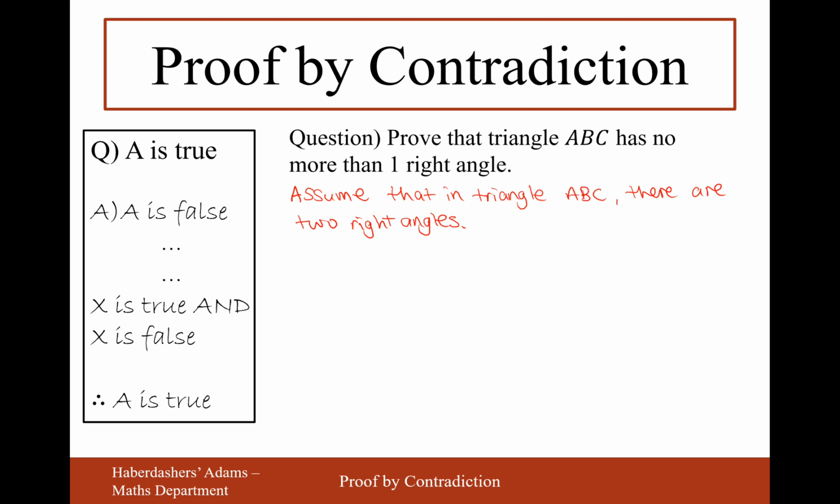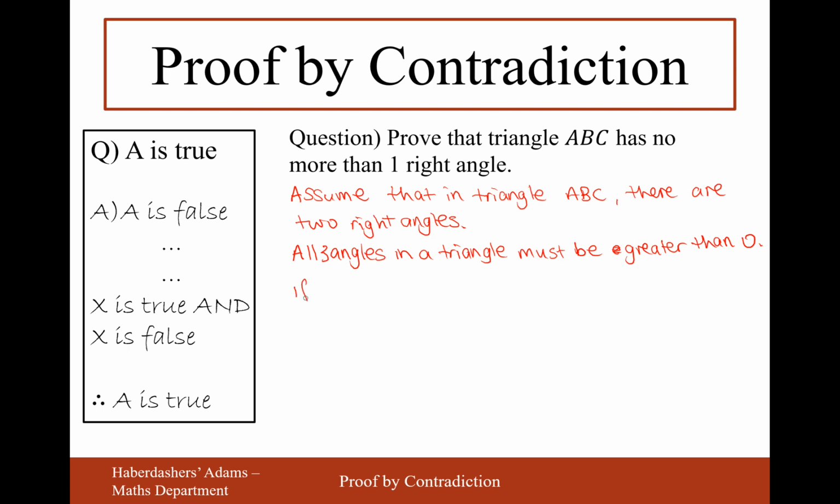Okay, so we need to create a statement X that will lead us to a contradiction. So we'll say that, let's make it very clear, all three angles in a triangle must be greater than 0. And that's statement X that we're later on going to have a contradiction in.